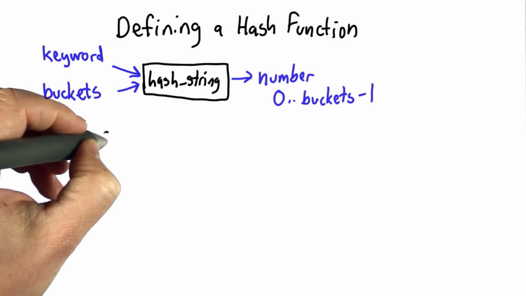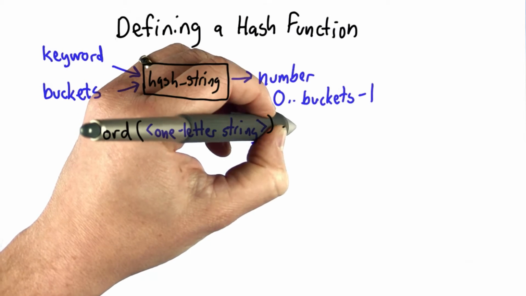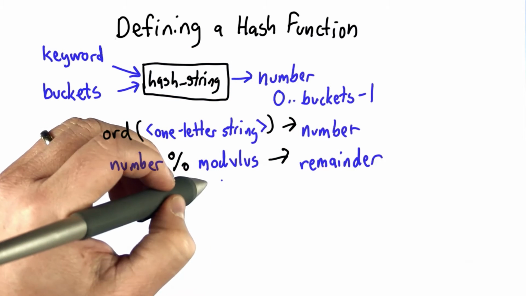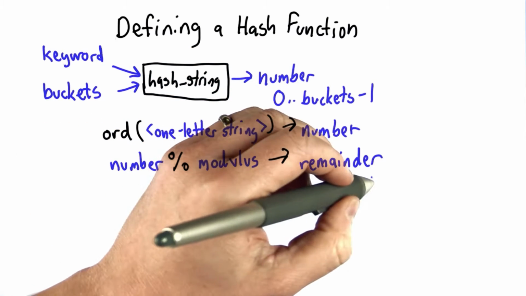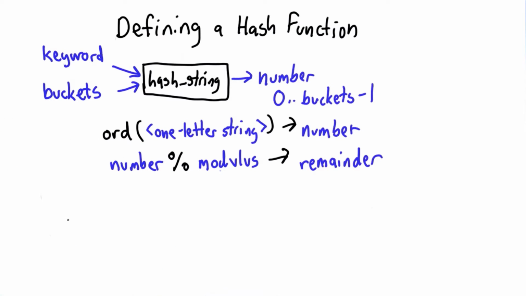And we've seen the function ORD that takes a one-letter string and maps that to a number. And we've seen the modulus operator that takes a number and a modulus and produces, as a result, a remainder that we'd get when we divide that number by the modulus. So now we can use those to define a hash function.